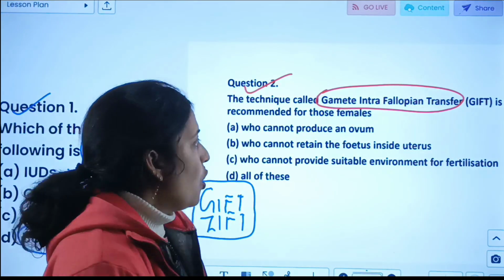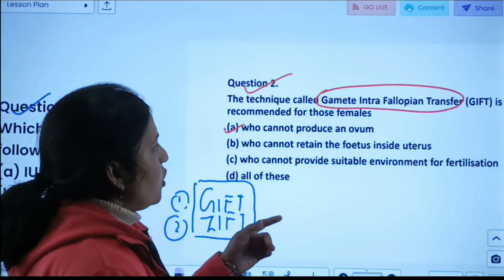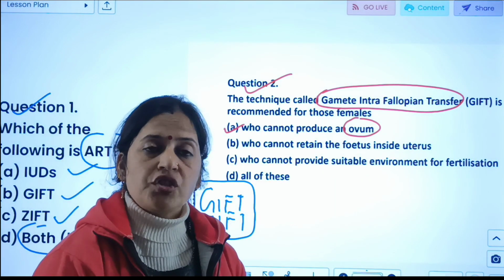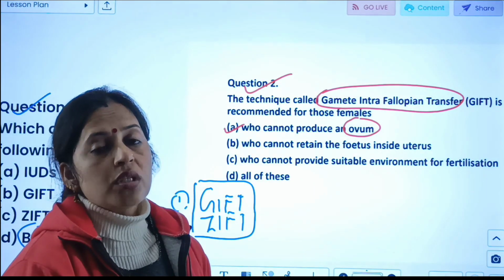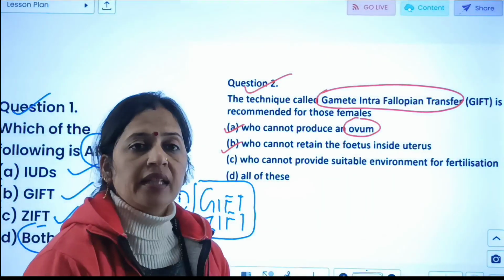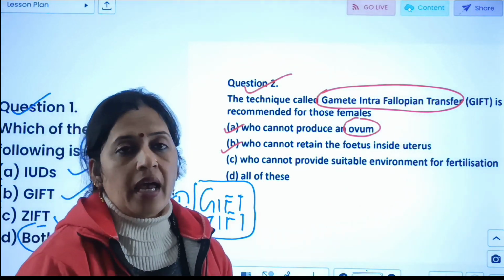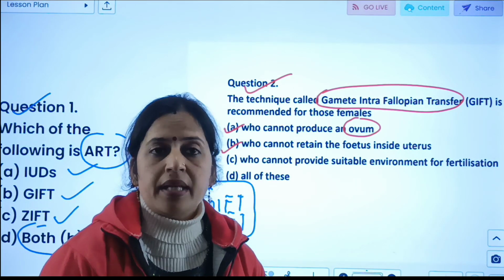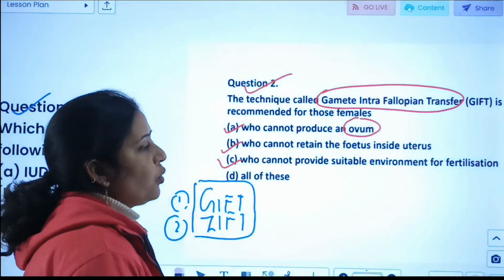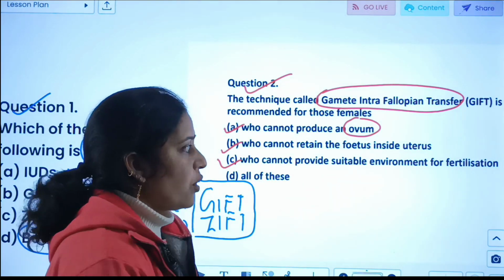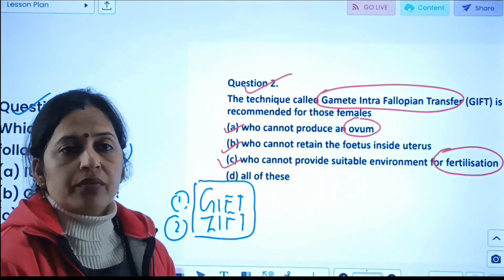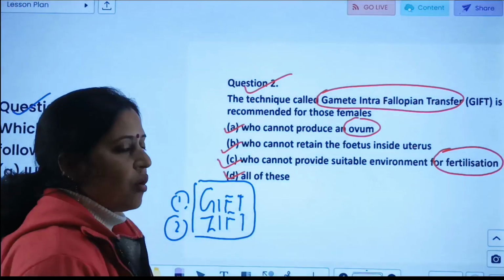जो है वो एप्लीकेबल है। ऑप्शंस हैं: option A is who cannot produce an ovum. Second is who cannot retain the fetus inside the uterus. Third one is who cannot provide a suitable environment for the fertilization. And D is all of these.